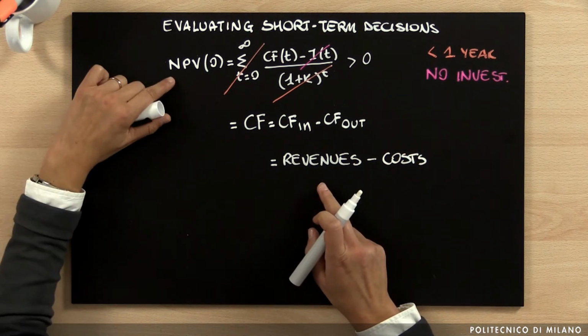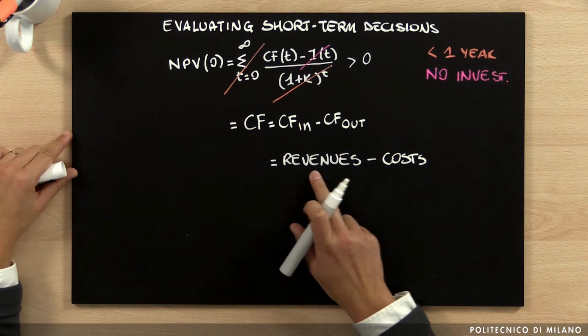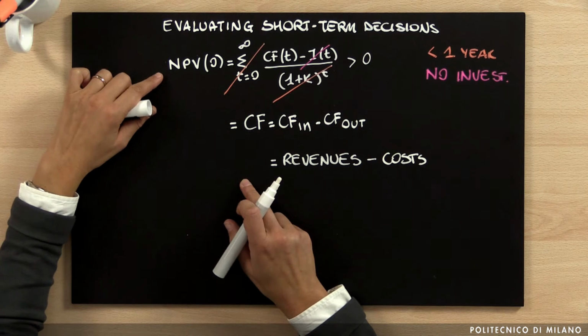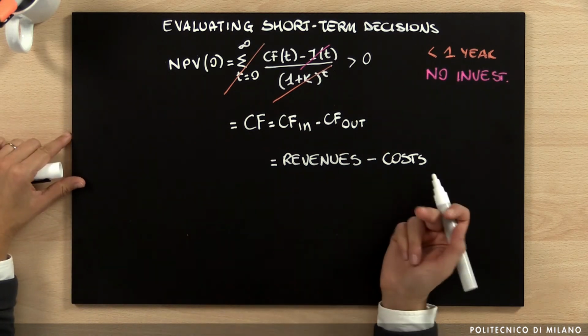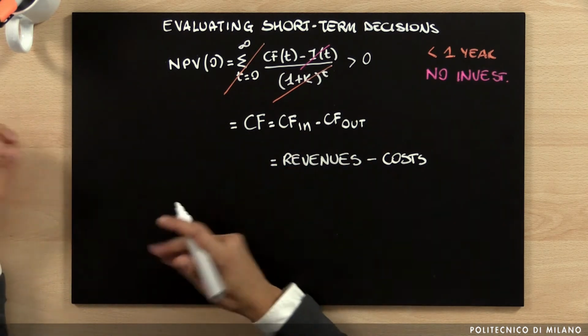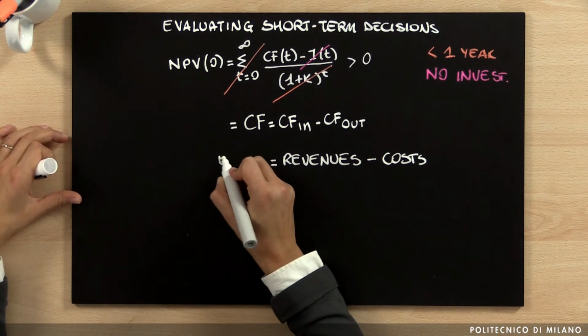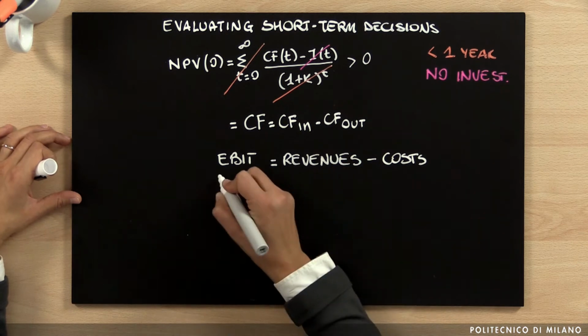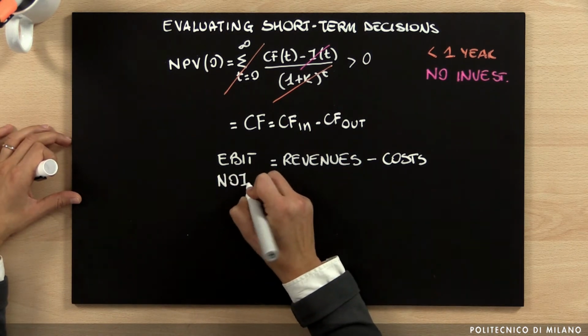Given that this NPV has become revenues minus costs, we cannot talk about net present value, but this name is simple. It's something that is related to our income statement and it is defined as earnings before interest and taxes. It is also called net operating income.